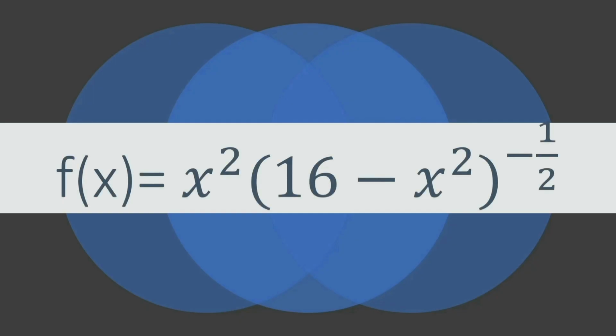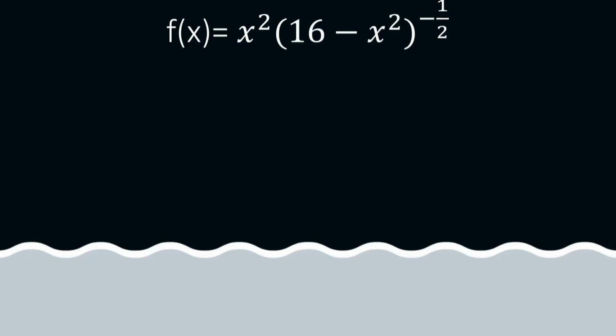x squared times (16 minus x squared) raised to negative 1 half. For this problem, we can use the product rule. Set x squared as u and 16 minus x squared as v. For the product rule, copy x squared, u, multiplied by the derivative of v. That's just the power rule.